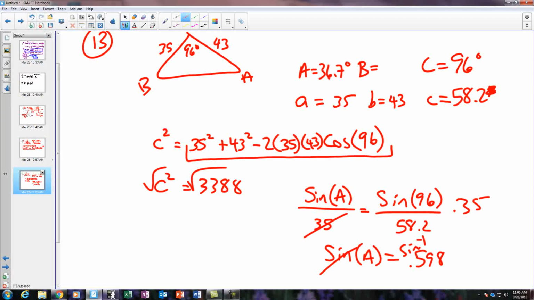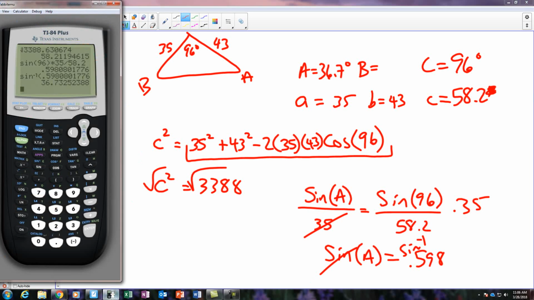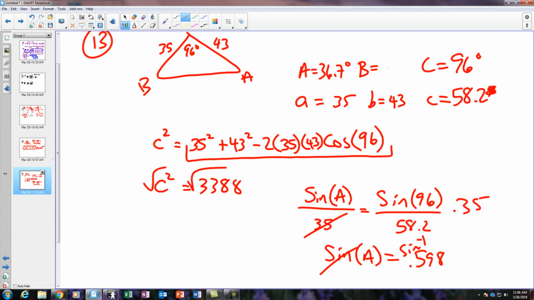To finish it out, all I have to do to find capital B is subtract from 180. So 180, whoops, 180 minus 36.7 minus 96 is 47.3. One last check. Smallest side, smallest angle, largest side, largest angle. All right. This has been great.